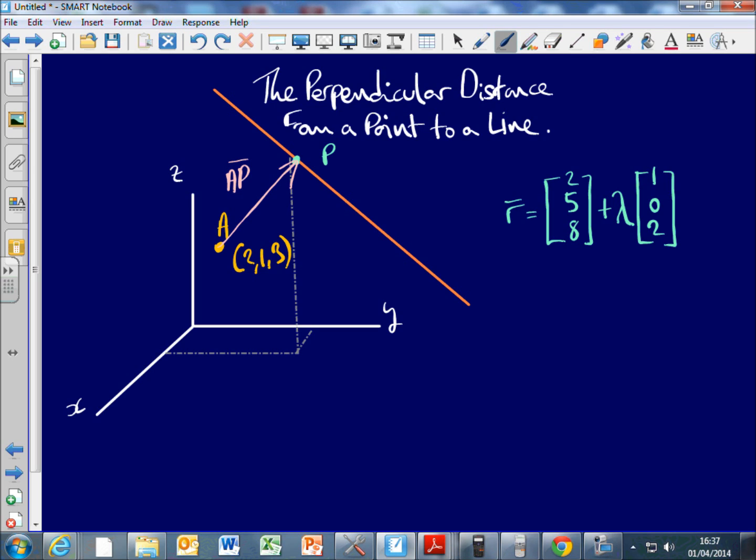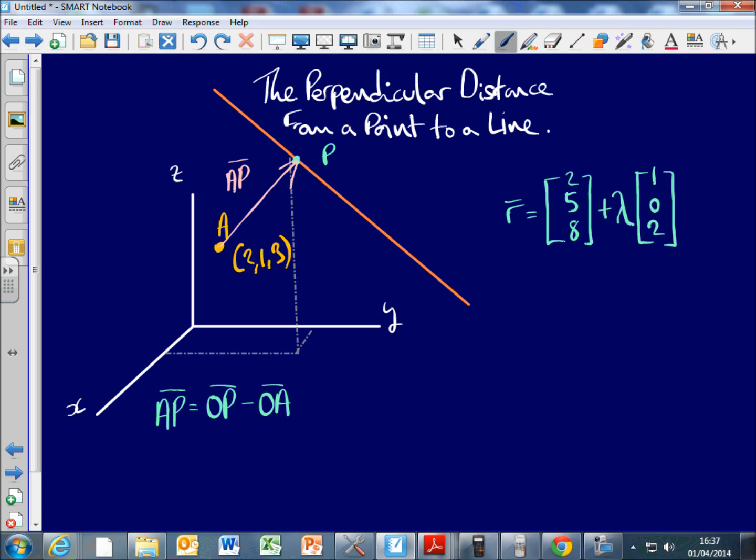The vector AP is going to be perpendicular, so at 90 degrees, to the line r. That's when they're going to be closest. So, how do I do that then? Well, first of all, I need to come up with an expression for AP. But we've already talked about how to do this. The vector AP is the same as OP minus OA.